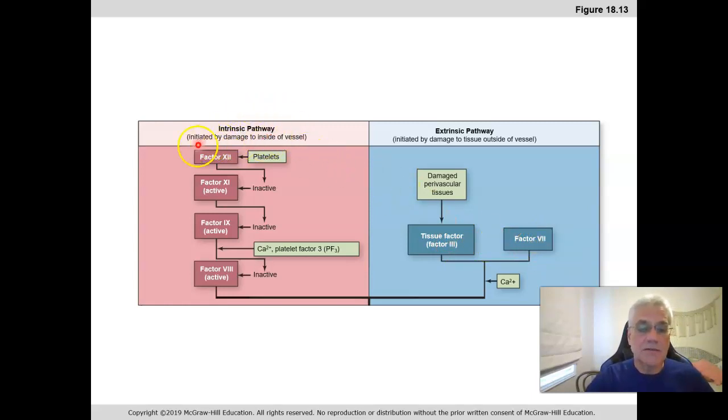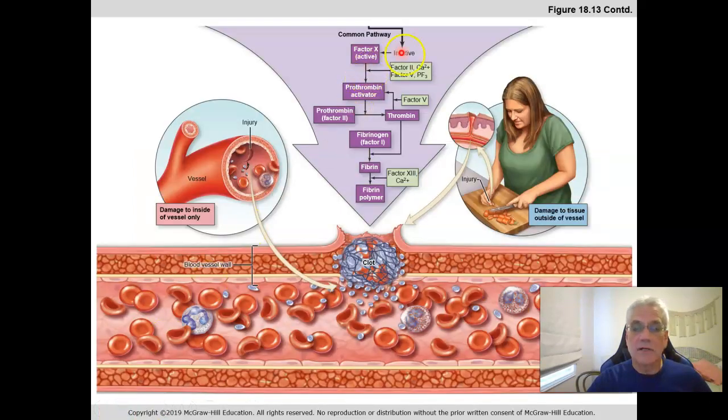Over here, intrinsic, you have to have damage to the inside of the blood vessel, damage, I would say in quotes, you can have damage to the endothelial lining. You can have bacterial or viral infection that can lead to this pathway. Hageman factor, factor 12, begins the whole process. Eventually you get down to the common pathway, where once factor 10 is activated either from intrinsic or extrinsic, the path is clear. On to fibrin, stabilize it with factor 13, boom, there's your clot.